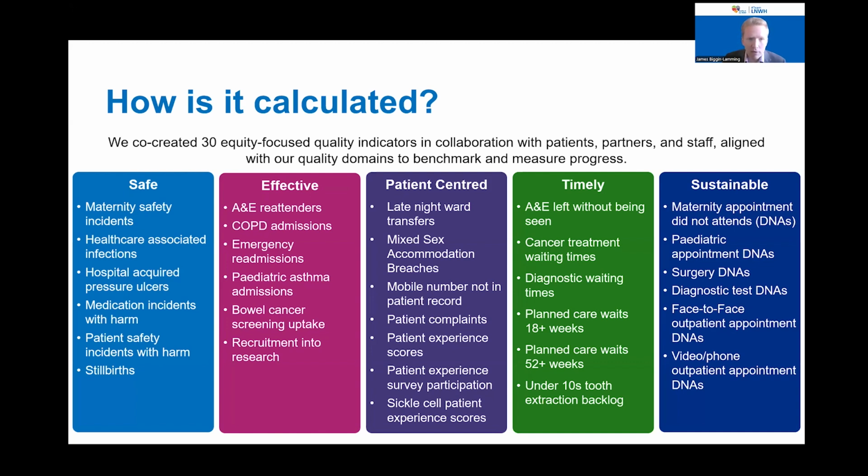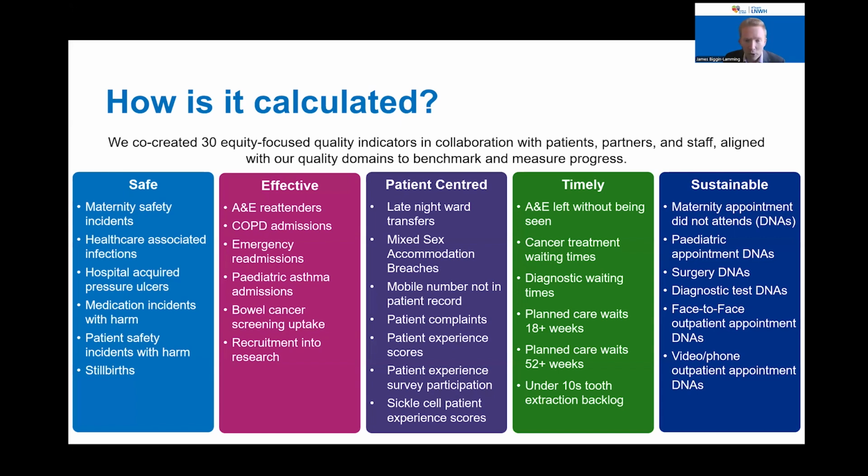We use these different 30 metrics within that quality indicator, build that into the dashboard and aggregate all of that together to give us our overall equity index as a trust, so we can see overall how we're improving, as well as where some of those priorities are within each of those dimensions. These are some of the areas that are critical to every trust, but also reflect local context. For example, sickle cell patient experience scores or under 10 tooth extractions were 2 areas that really mattered in our local population, which is why we prioritised some of those outcomes.